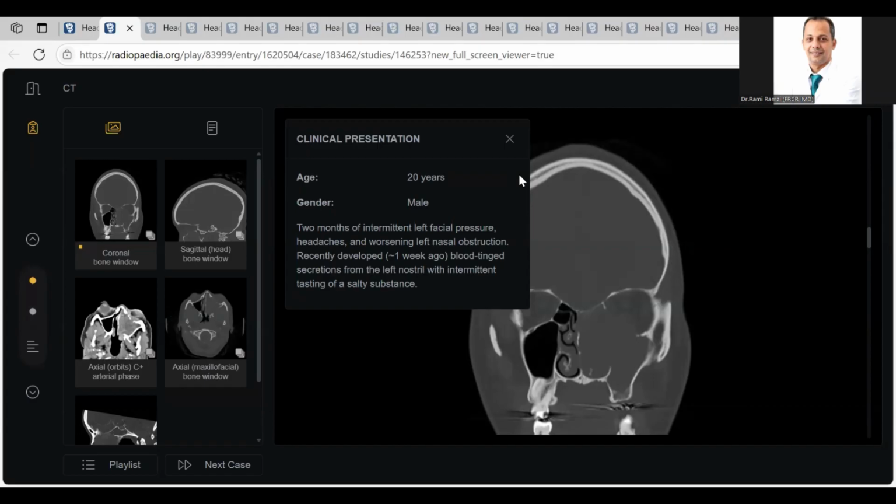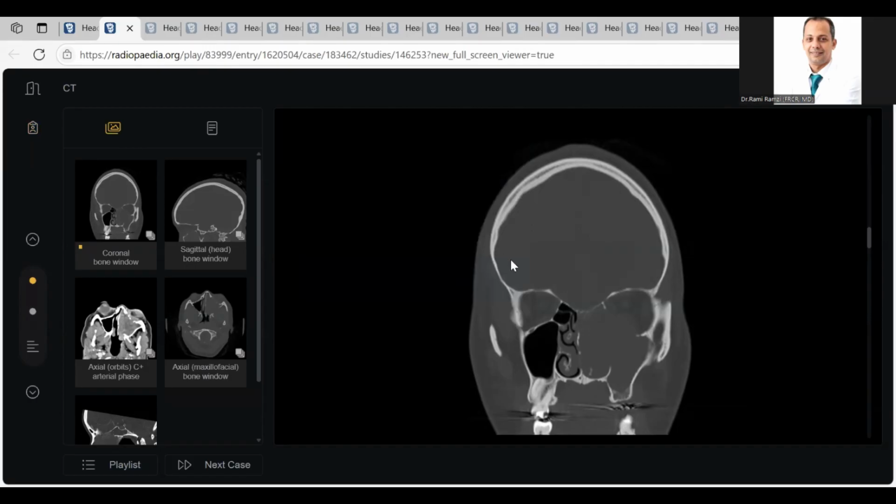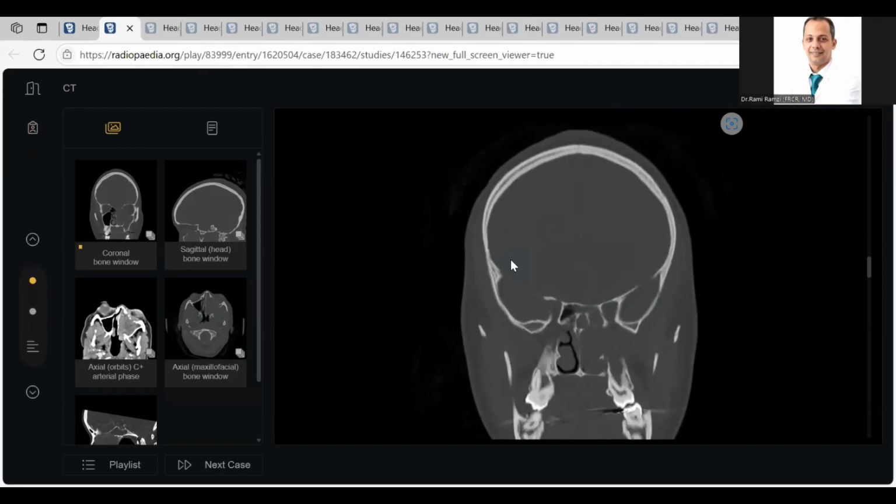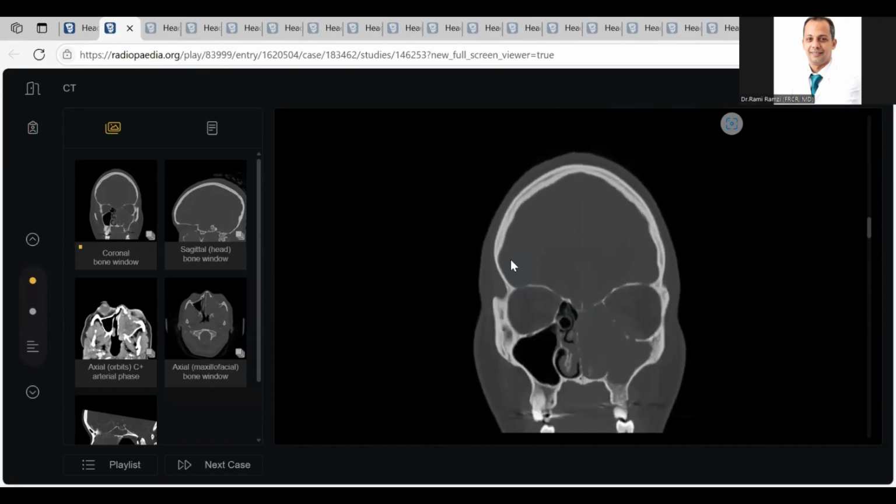20-year-old male patient, 2 months of intermittent left facial pressure, headache, and worsening left nasal obstruction. This is a CT head and face, coronal view. This is bone window.